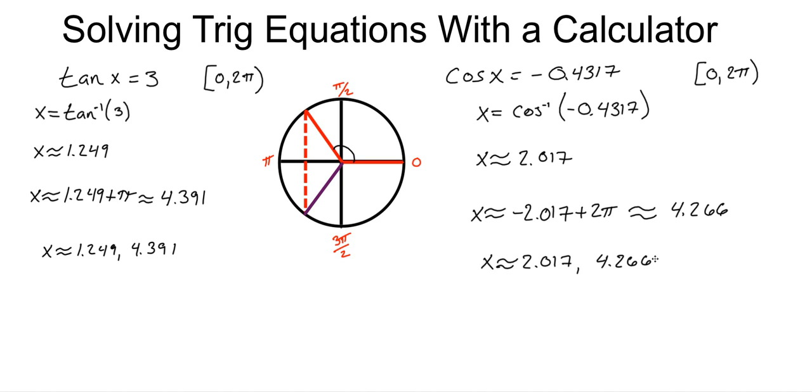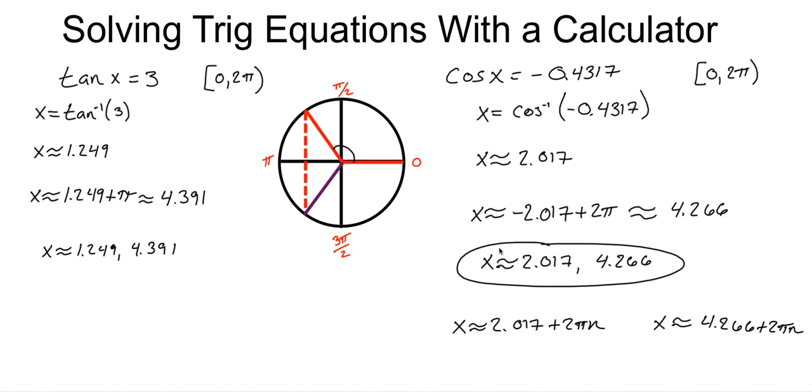And just like with tangent, if we did not have that 0 to 2 pi restriction, we would say x is approximately 2.017 plus 2 pi n, or x is approximately 4.266 plus 2 pi n. But again, because we had that restriction, we're going to keep these values here and these values here for the tangent.